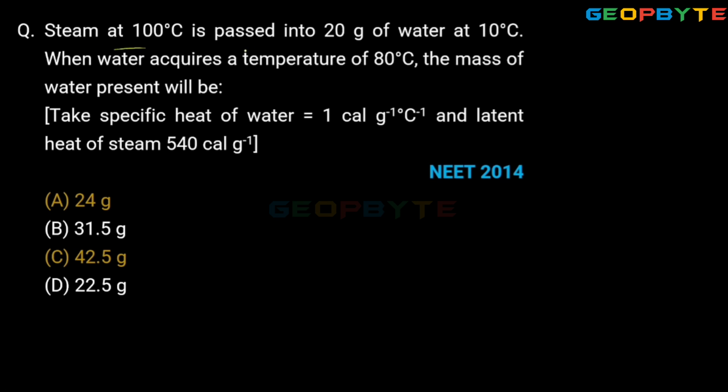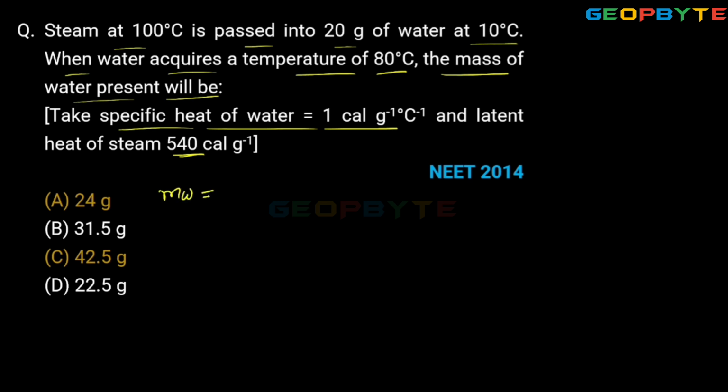Similarly, let us take another important problem asking like this. Steam at 100 degrees centigrade is passed into 20 grams of water at 10 degrees centigrade. When the water acquires a temperature of 80 degrees centigrade, the mass of water present will be? We are asked to take the specific heat of water as 4 calories per gram centigrade and the latent heat of steam as 540 calories per gram. Here the mass of the water Mw equals 20 grams, the initial temperature of water T1w equals 10 degrees centigrade, and the final temperature of water is 80 degrees centigrade.